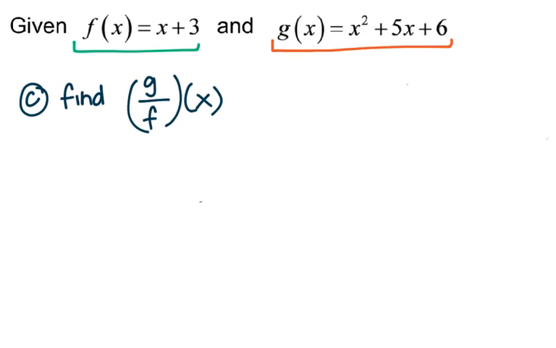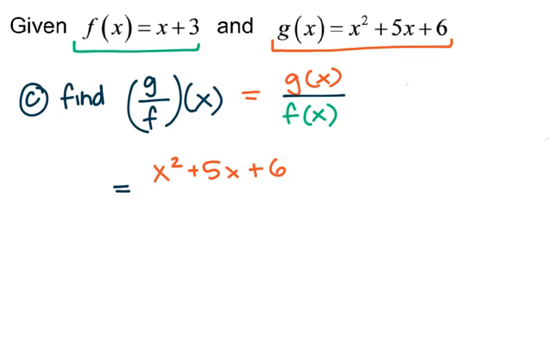And for our third part of this example, we'll look at finding g over f of x. And so what we'll do here, that means mathematically, that means g of x divided by f of x, or rather x squared plus 5x plus 6 divided by x plus 3. Now, this is our final answer, and we haven't really gotten to factoring yet. That comes in our next unit.